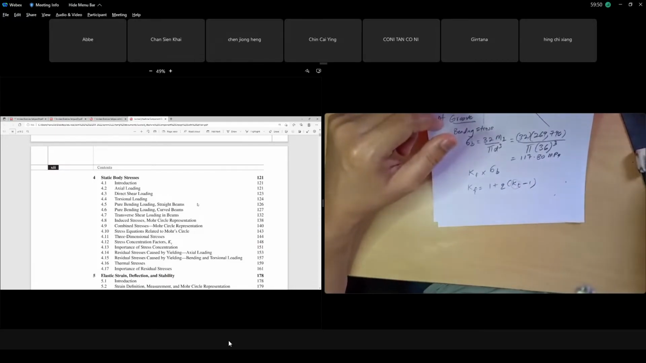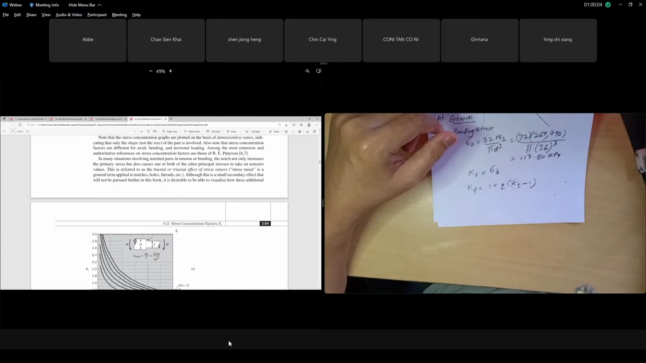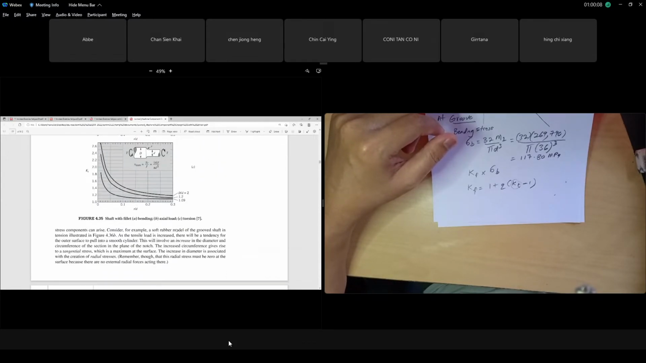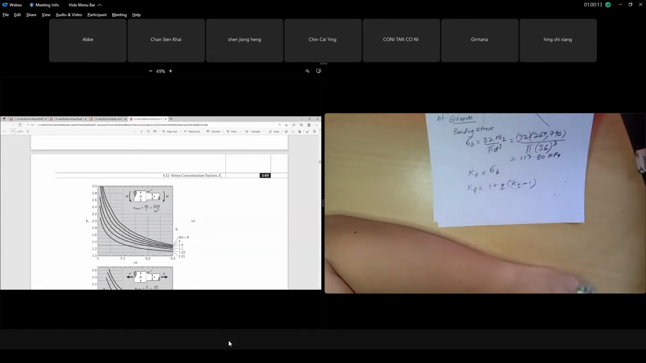Take note. Look at your textbook. Under static body stress, you go for the topic stress concentration factor. You click on that, then it will go to stress concentration. We go to this diagram. Can you see the diagram, class? Highlight this too. Figure 4.35. Can you see the textbook? To get your Kt first. Hello class.